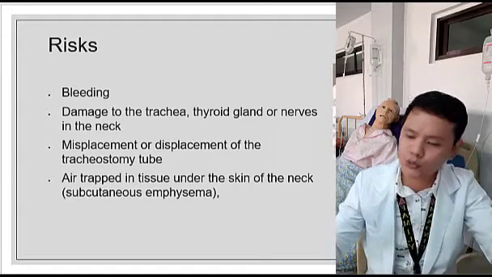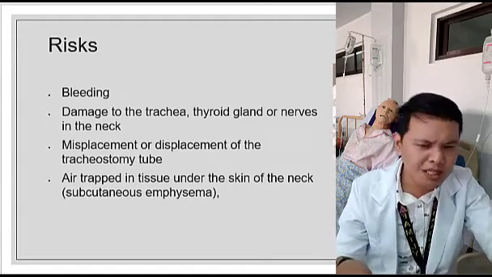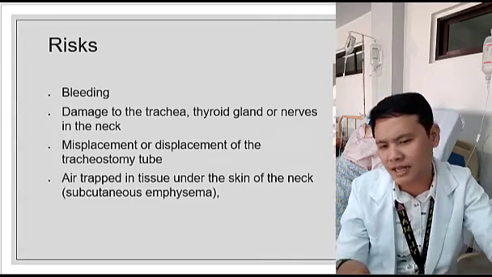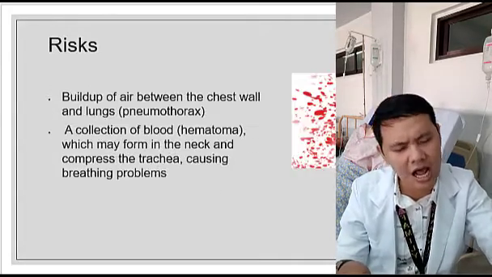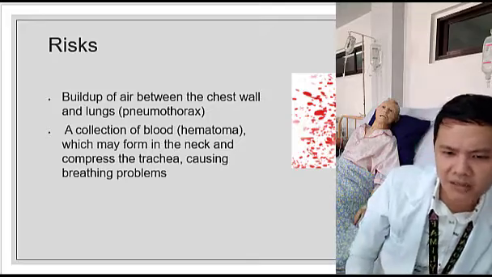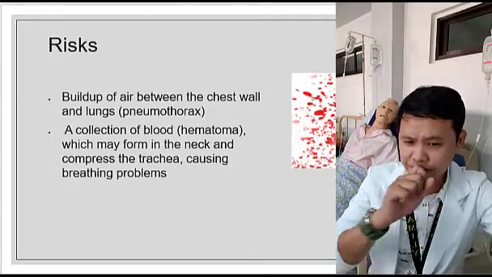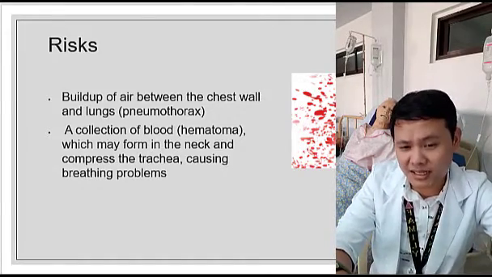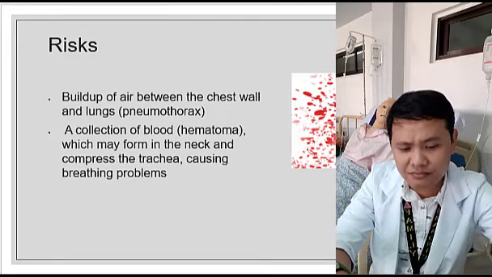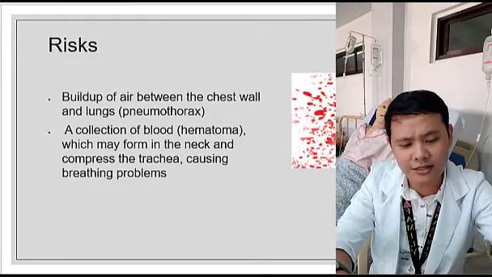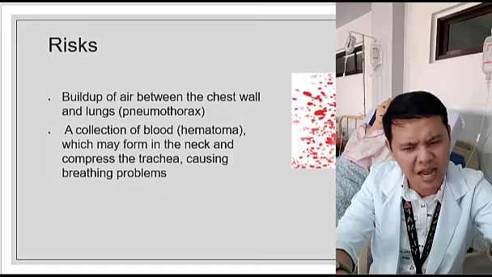What else? Build-up of air between the chest wall and the lungs. We call it the pneumothorax. It can really happen and it can cause pain and breathing problems, or worse, the atelectasis, o yung tinatawag natin na lung collapse. It can really happen.